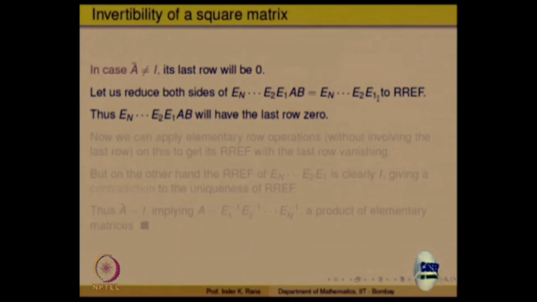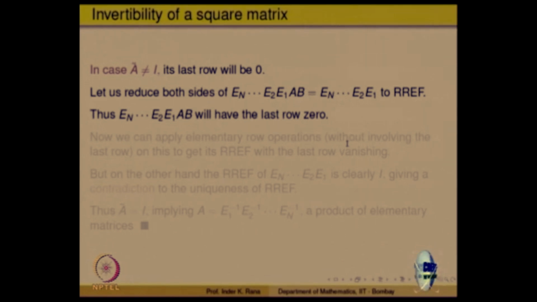Can that have a 0 row or not? It cannot. Why? What is the reason? Because if this is the matrix En ... E2 E1, the product, I want to reduce it to row echelon form. So I multiply on the left by En inverse. En is invertible, right? I can apply En inverse, En minus 1 inverse, ... E1 inverse. What will I get? I will get the identity matrix, and that should be the reduced row echelon form.